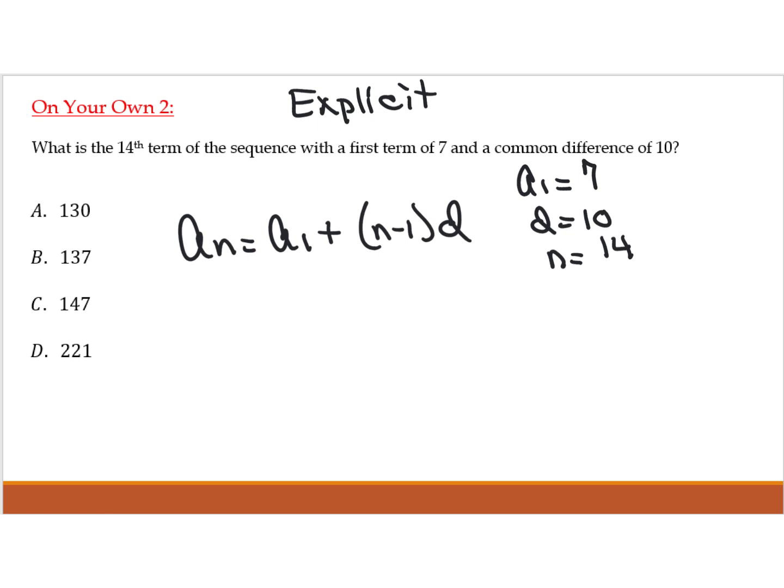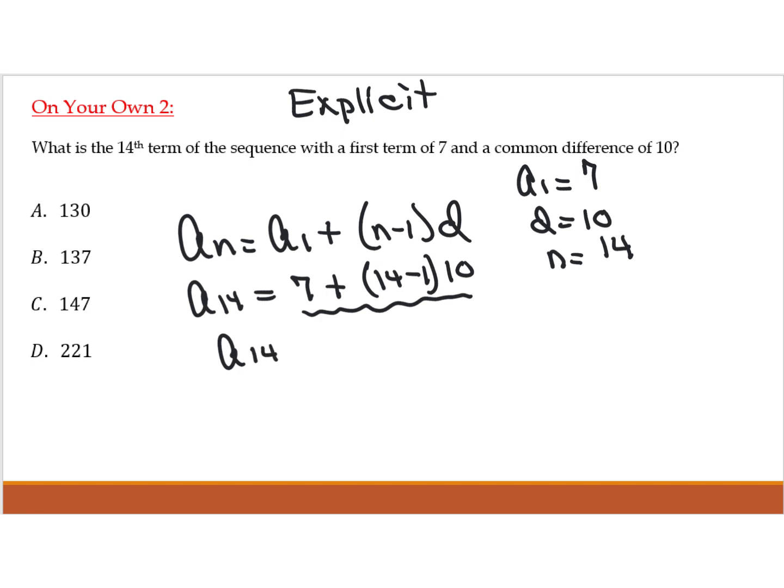And I'm going to plug in. N is 14, so A sub 14 represents the 14th term, equals A sub 1, which was 7, plus n minus 1, where n is 14, times D, which is 10. I'm going to type this into Desmos, and when I do that, I'm going to find that A sub 14 is 137, which is answer B.